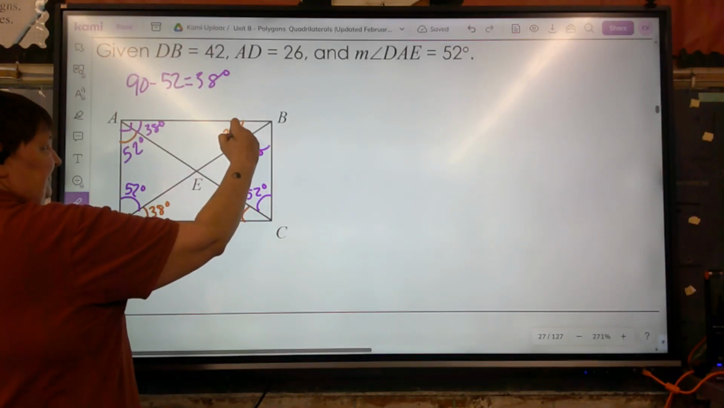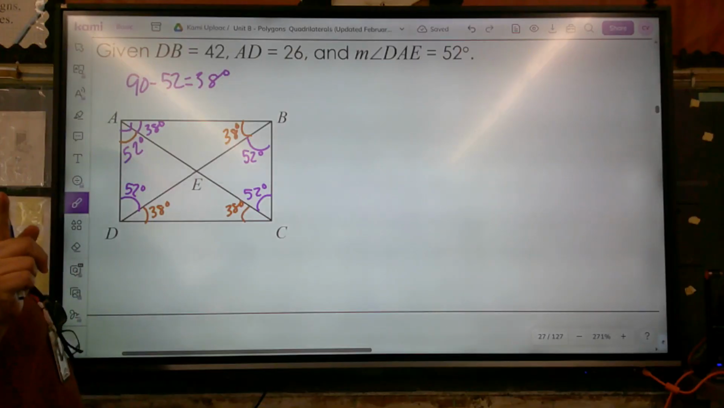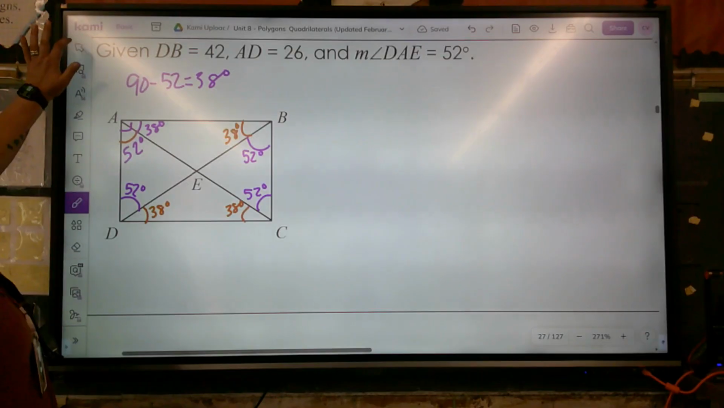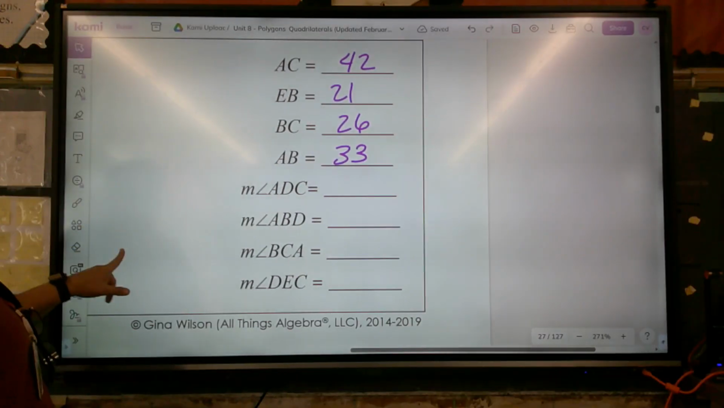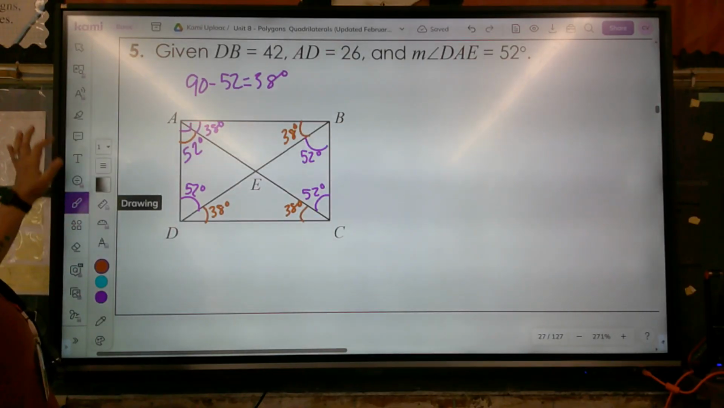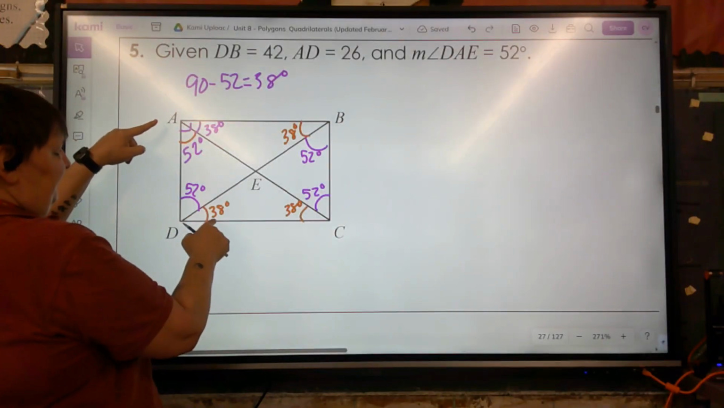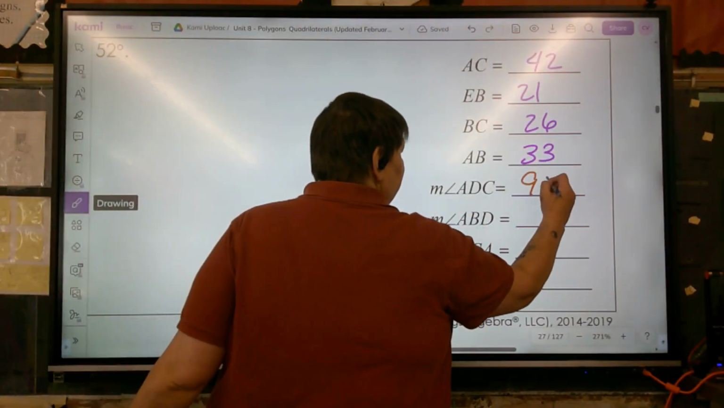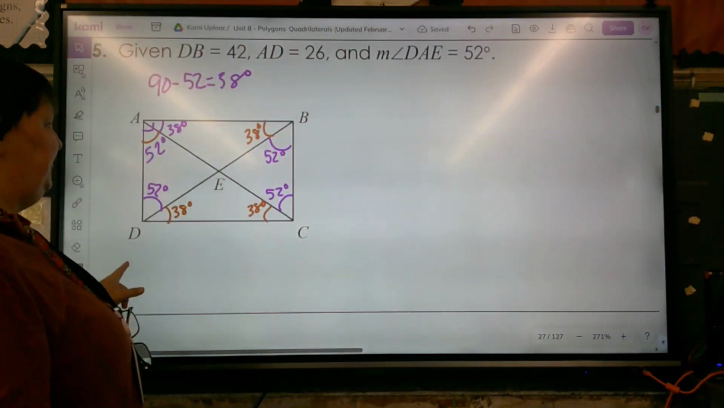This piece is 38. Is that all the angles? Except for the ones in the middle. Hopefully they won't ask us about any of those. We can figure it out if they ask. ADC. So A to D to C. They want the total thing for this angle, and it's a 90-degree angle. So it's 90 degrees. Because it's an angle, we put the degree symbol.